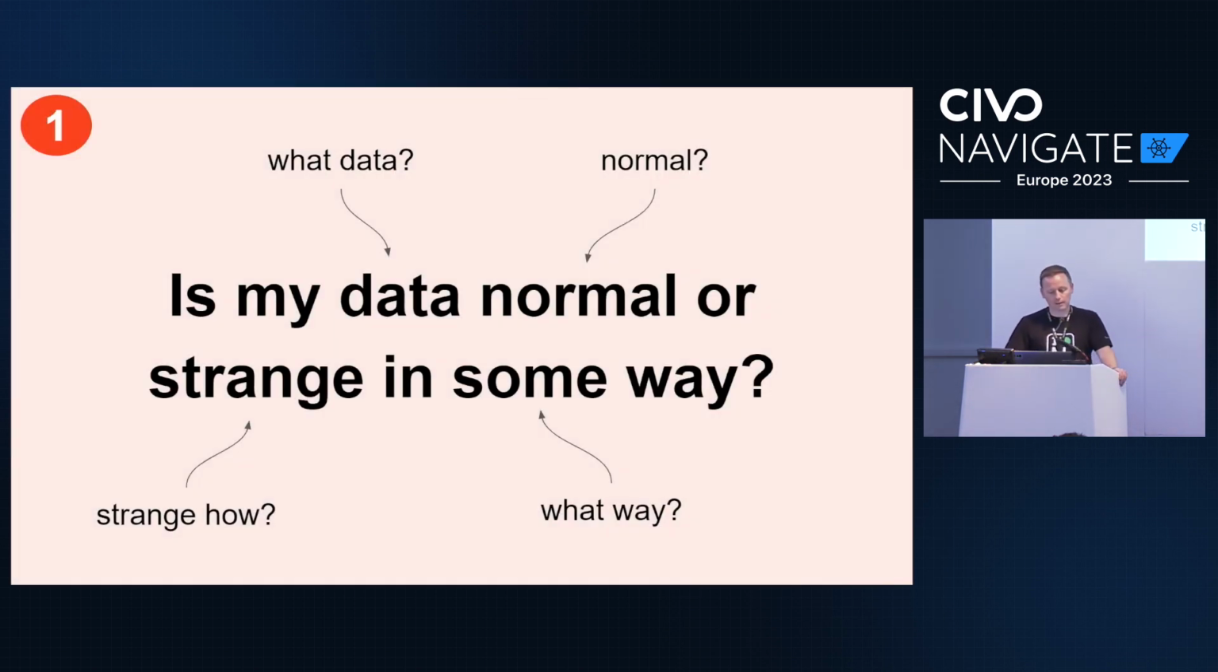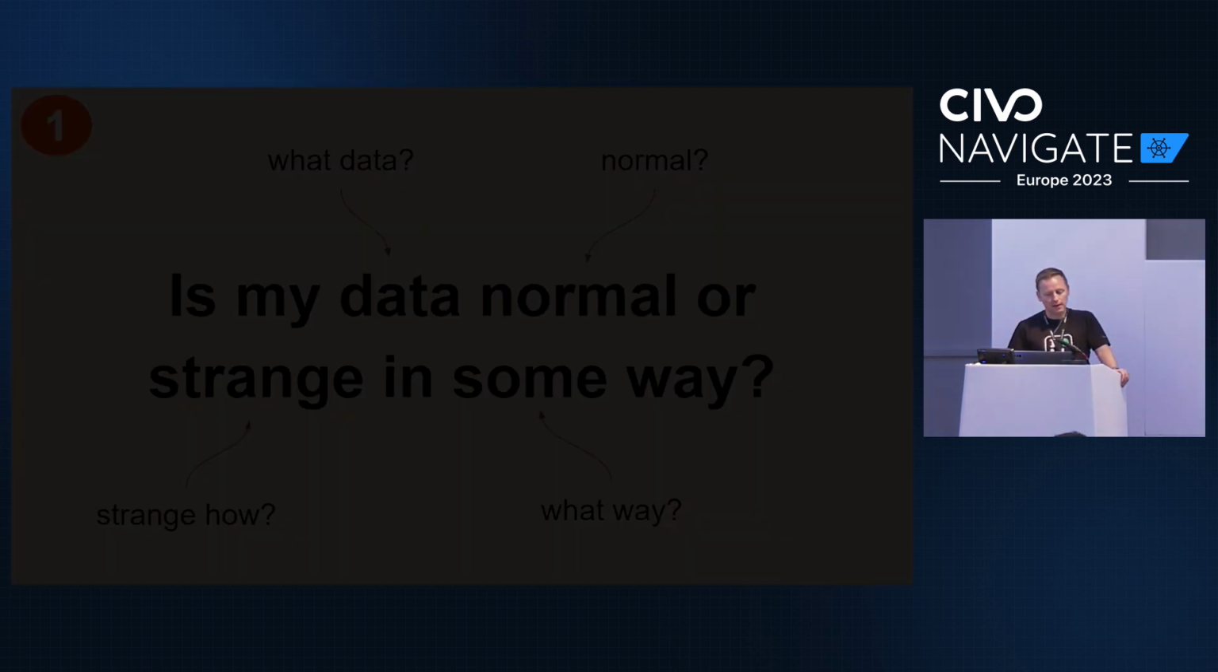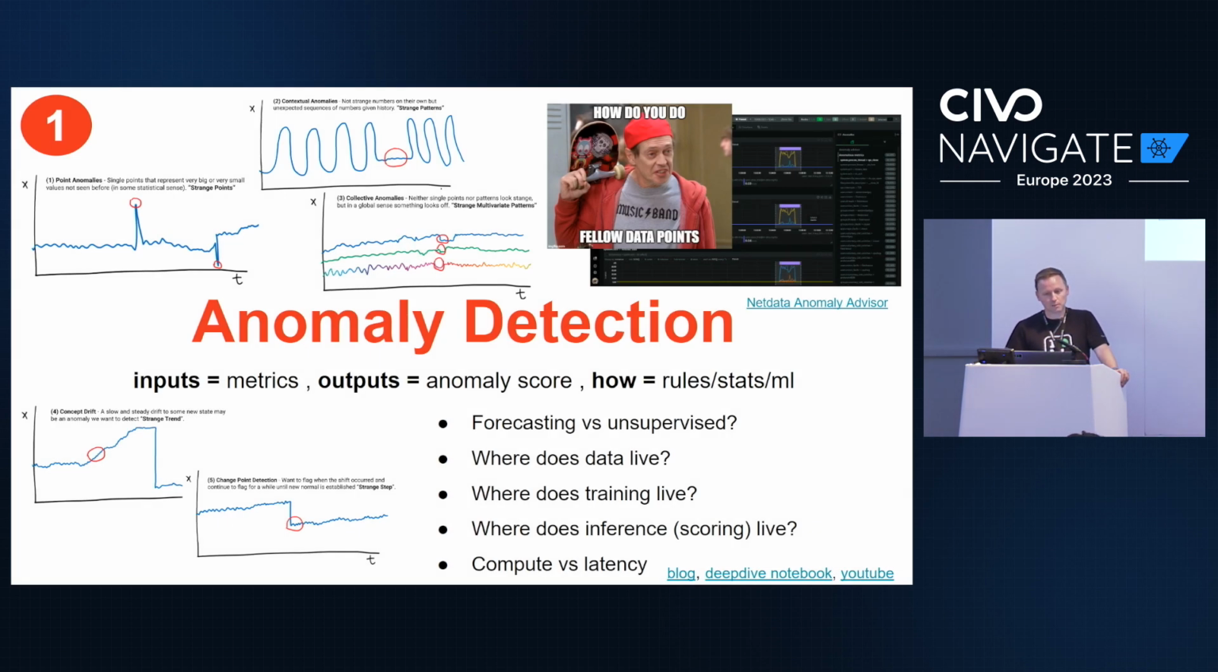Number one is probably a common one, probably the most familiar one. Is my data normal or strange in some way? And then you have to think about, with each of these questions, what data, what do you mean by normal, how strange, and in what way? And so this is the anomaly detection use case, basically, which is probably the most standardized way that ML is used in observability at the moment.